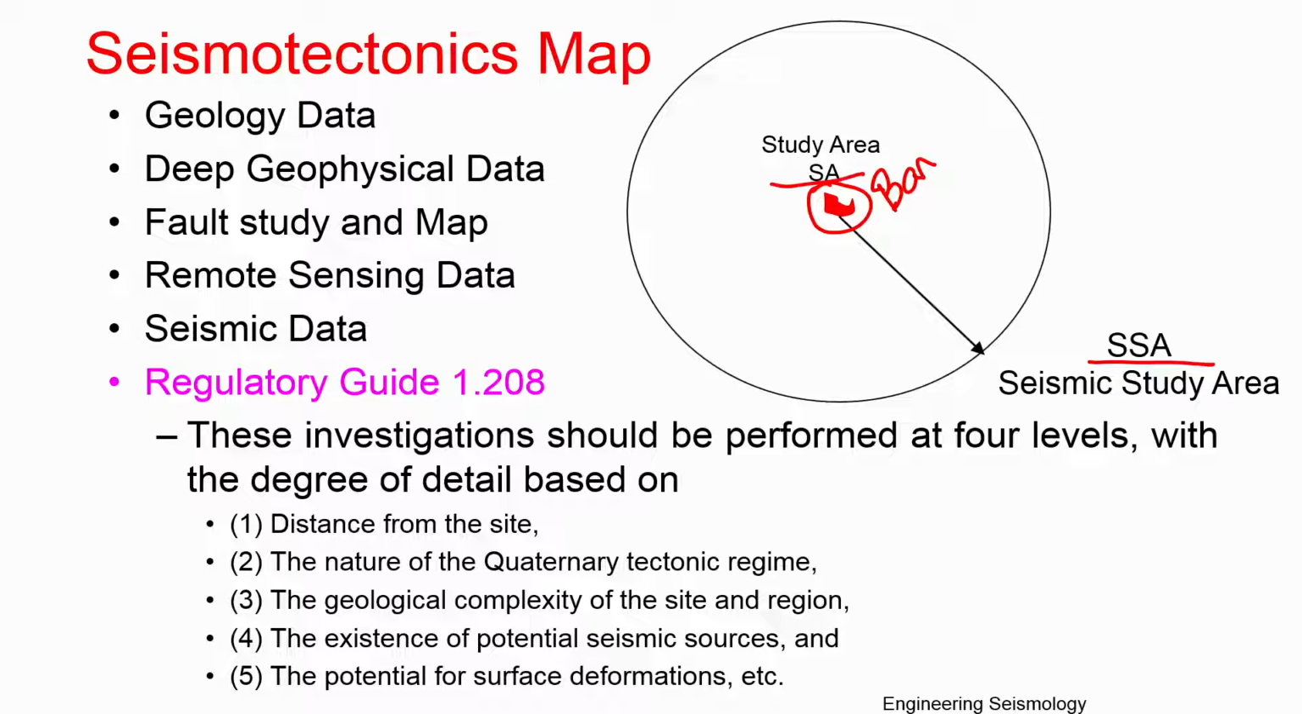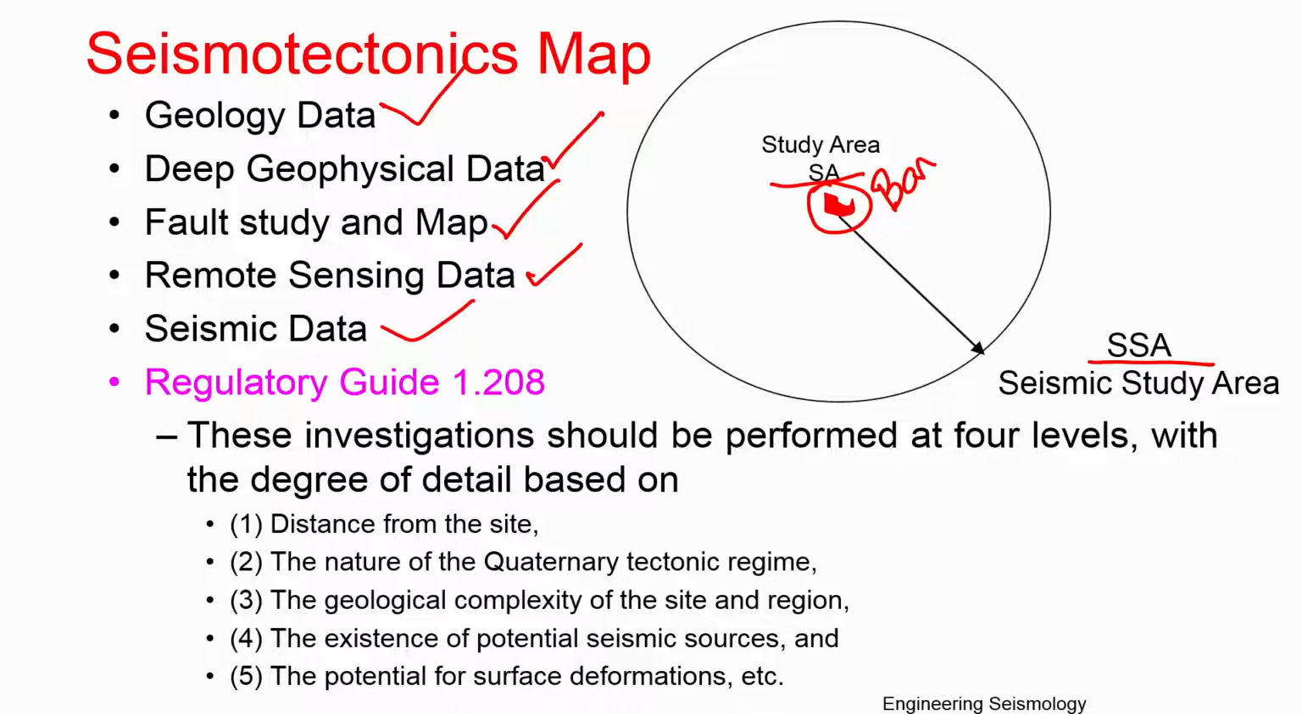You need to understand geology, deep geophysical data, fault study and map, remote sensing, seismic data. These are all the information which is part of your seismotectonic details, that we have seen. Those details should be compiled, geo-referenced and plotted in the seismic study area. So let us see how the seismic study area is generally selected.